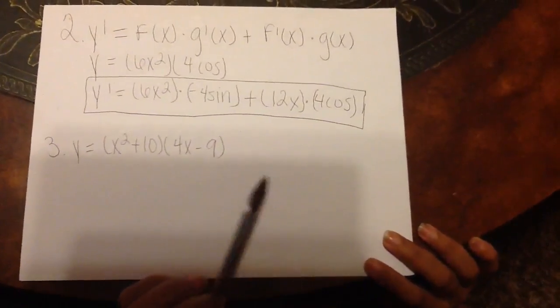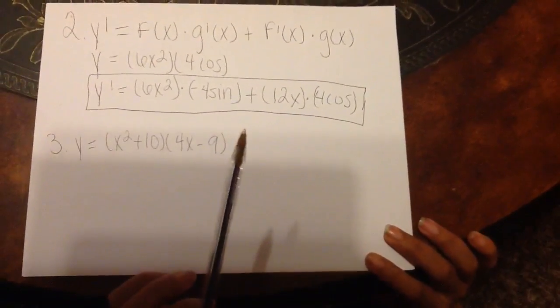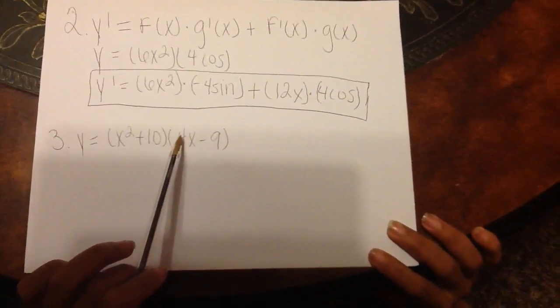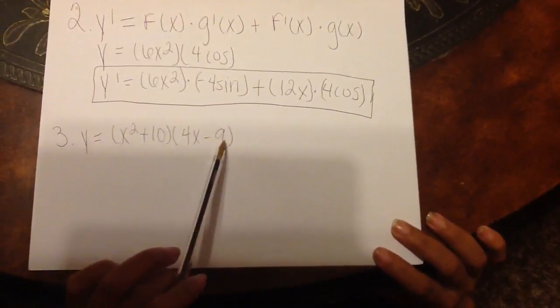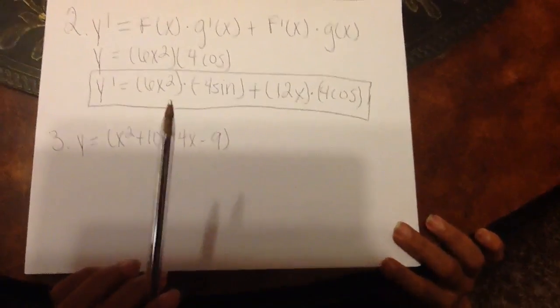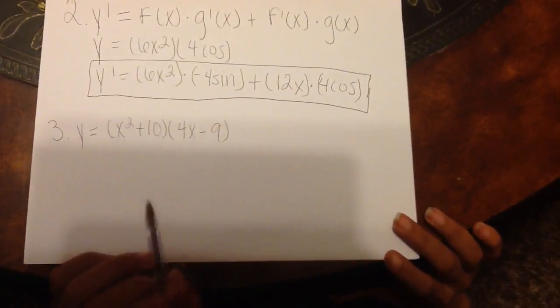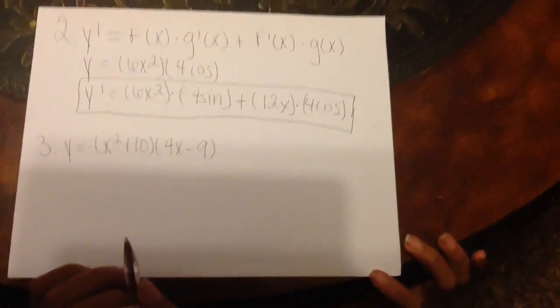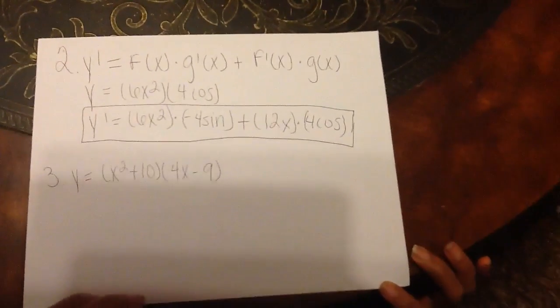Now, finally, let's try another example. You will use the product rule in the equation x squared plus 10 times 4x minus 9. I will give you about 10 seconds to do the problem, and then we will come back together and I will show you my homework and the correct answer.